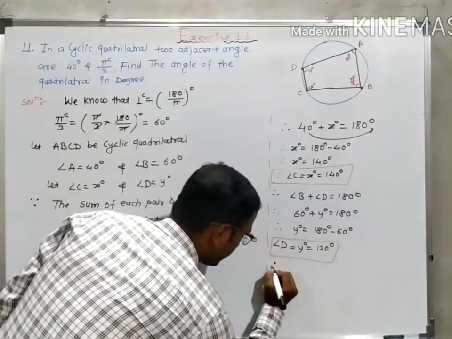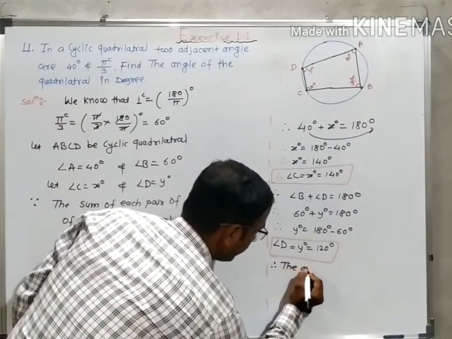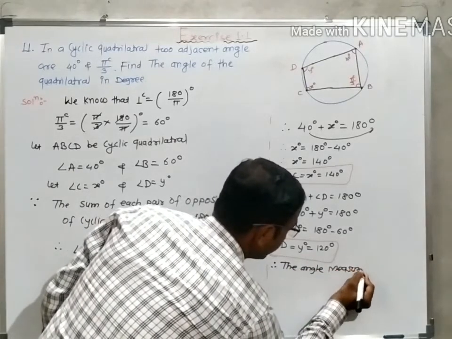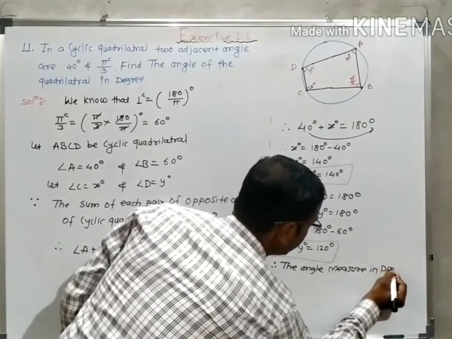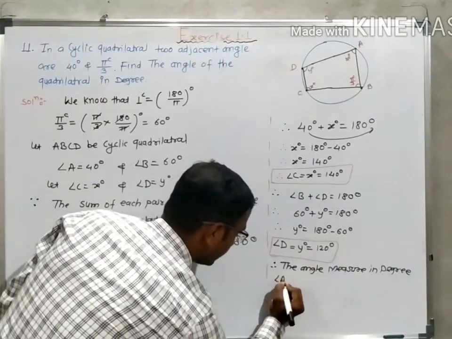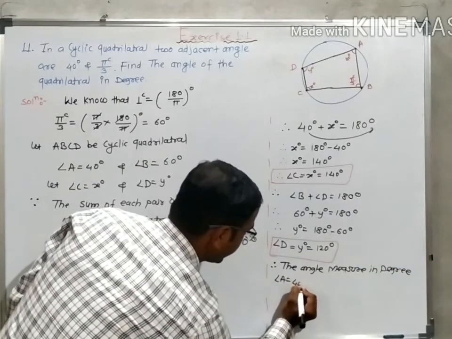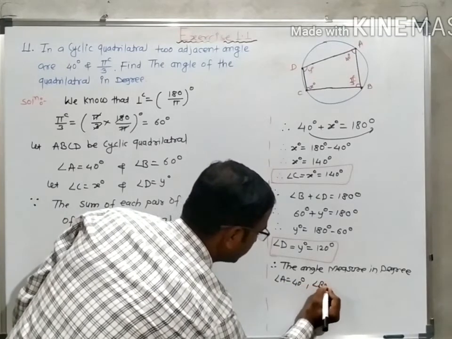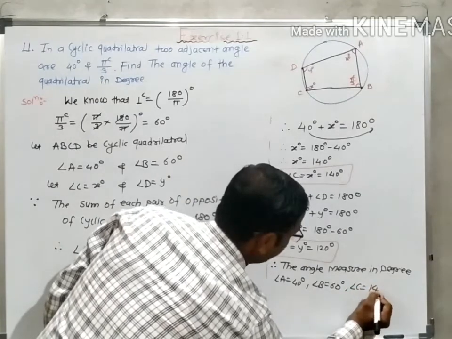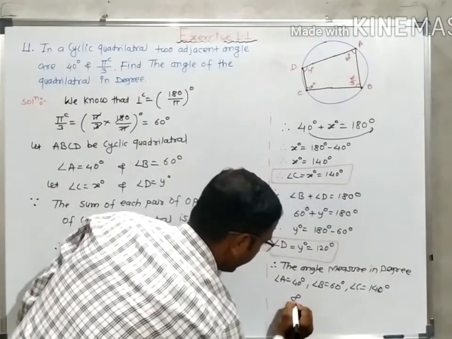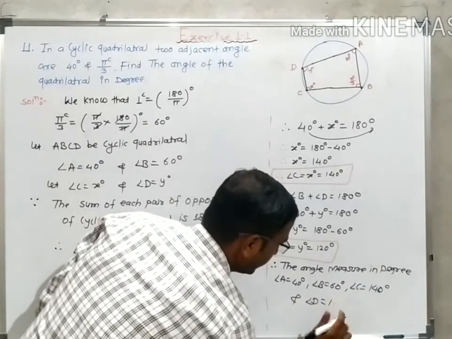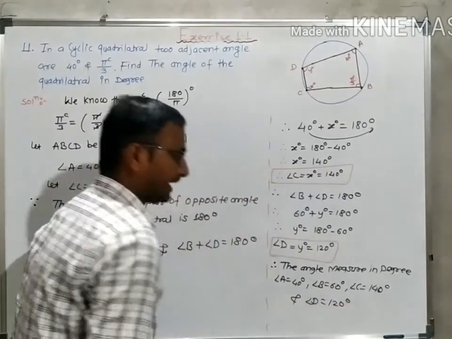The angle measures in degree: angle A is equal to 40 degree, angle B is equal to 60 degree, angle C is equal to 140 degree, and angle D is equal to 120 degree. So these are the angles of the cyclic quadrilateral.